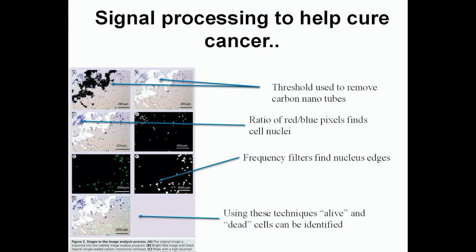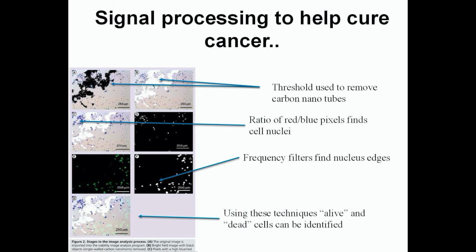In addition to these fun kinds of things, signal processing can be applied to very practical problems. These images show an example of that. They're images of cancer cells being treated with an experimental heat treatment using carbon nanoparticles caught inside the cancer cells to concentrate the heat. The goal of this image processing is to count the number of live and dead cells, to see how effective the treatment was.